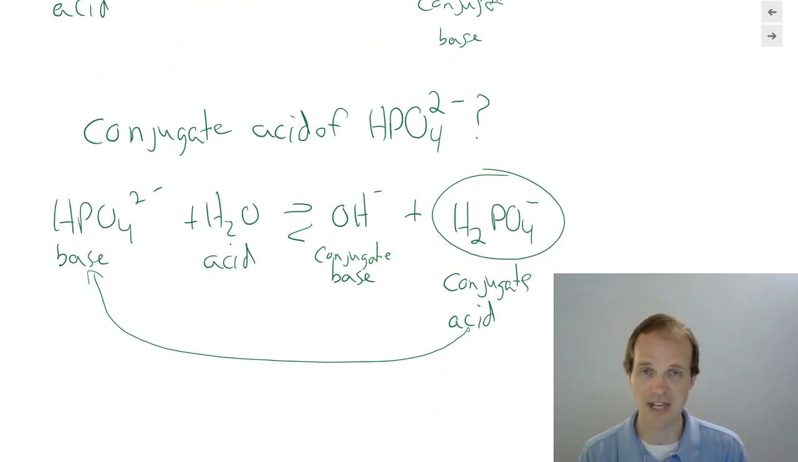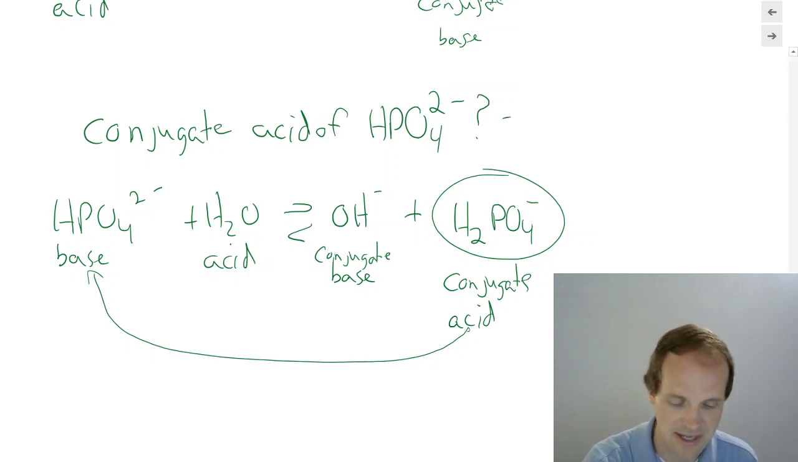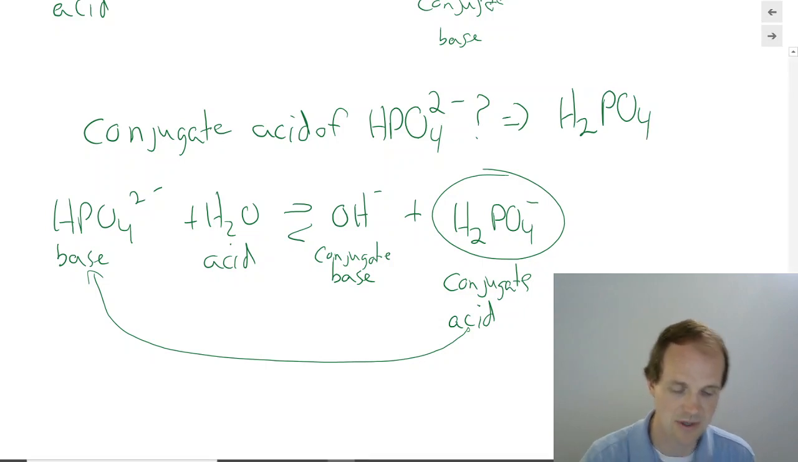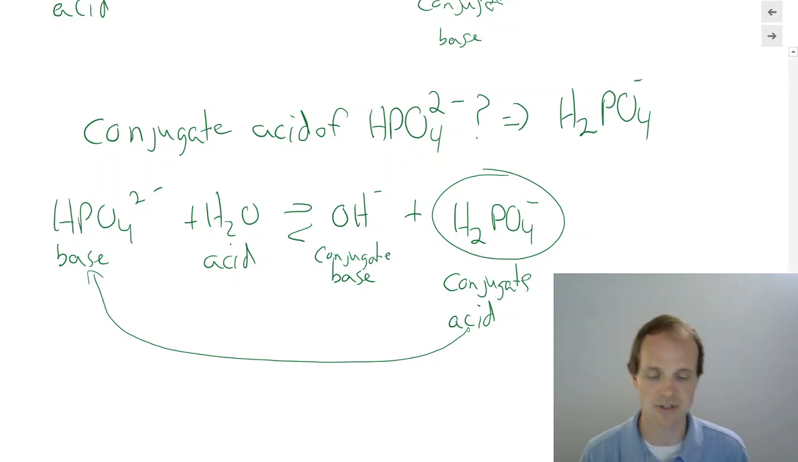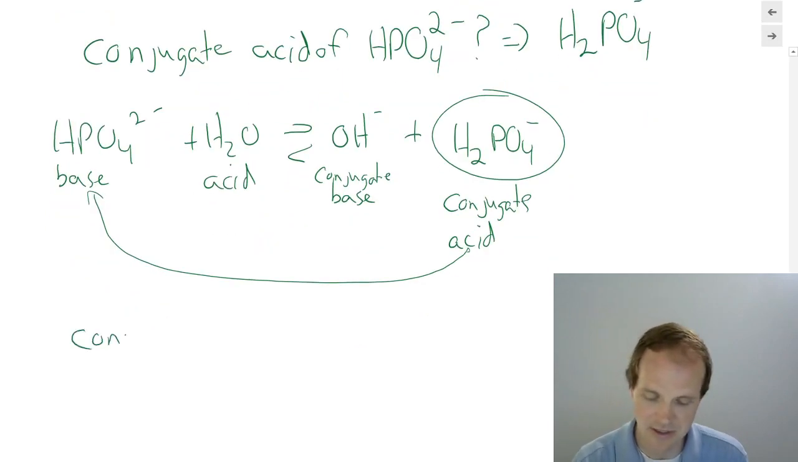In order to have a conjugate acid, that means on the reactant side, it must be acting as a base. A base accepts hydrogen. And so a conjugate acid is going to accept an extra hydrogen. The hydrogen has a plus charge, so I'm going to change my charge as well from a -2 to a -1.